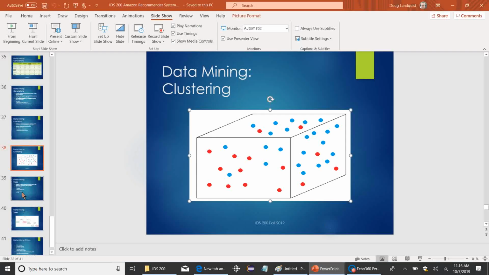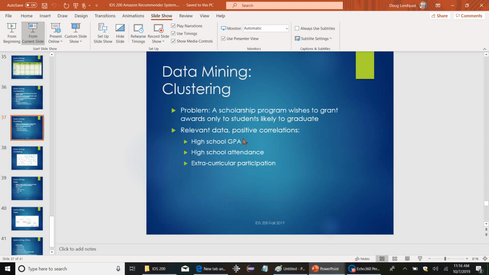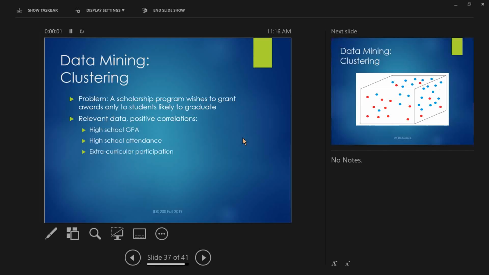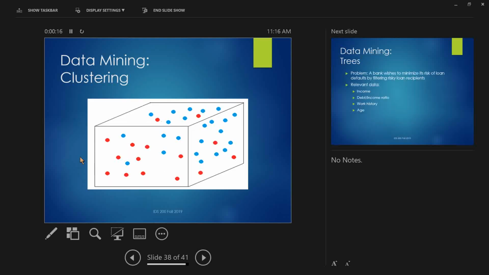So, let's walk through the problem a little bit. A scholarship program wishes to grant awards only to students likely to graduate. Suppose they've crunched all their numbers and found strong positive correlations for three things: high school GPA, high school attendance, and participation in extracurriculars. When we go to this map here, each of these three axes, these three dimensions on this cube, is one of those variables. So the people out here at this corner are pretty high in all of those. People down here at this corner are pretty low in all of those.